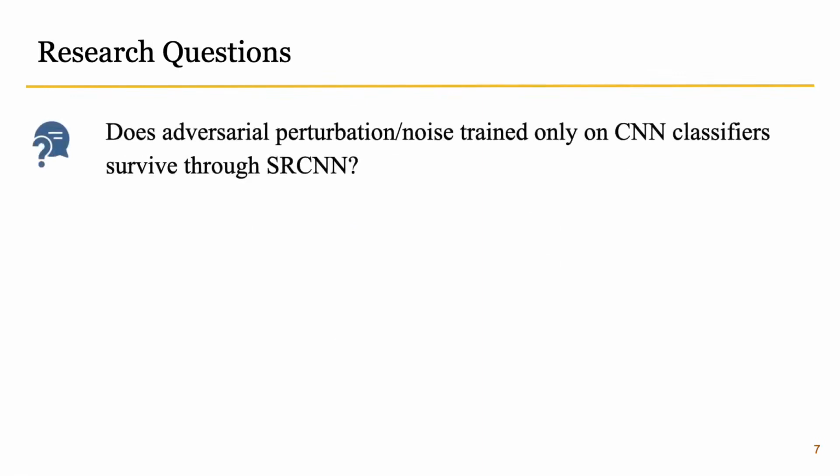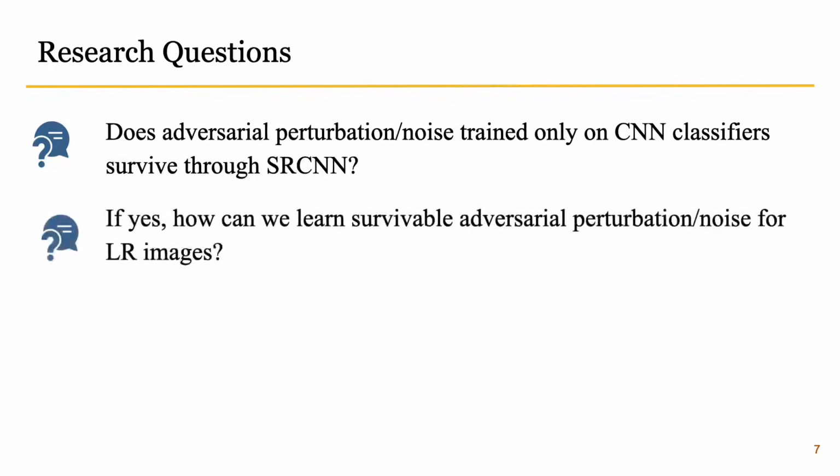In this work, we aim to answer the following questions. Does adversarial perturbation or noise trained only on CNN classifiers survive through SRCNN, or do we really need to upgrade the adversarial noise learning methods to consider SRCNNs? If yes, how can we learn survivable adversarial perturbation for low resolution images?